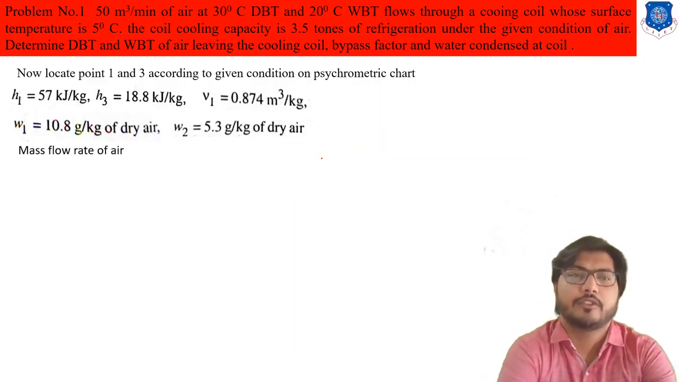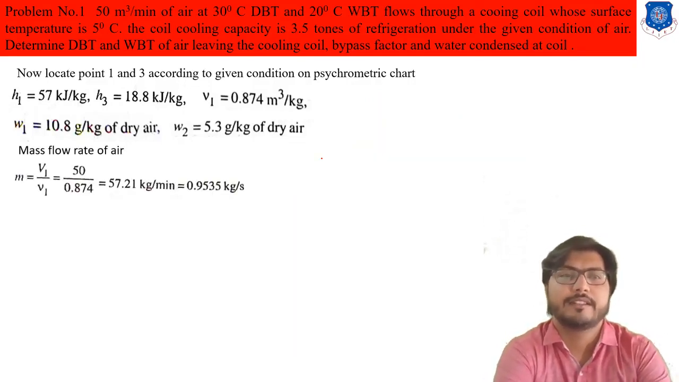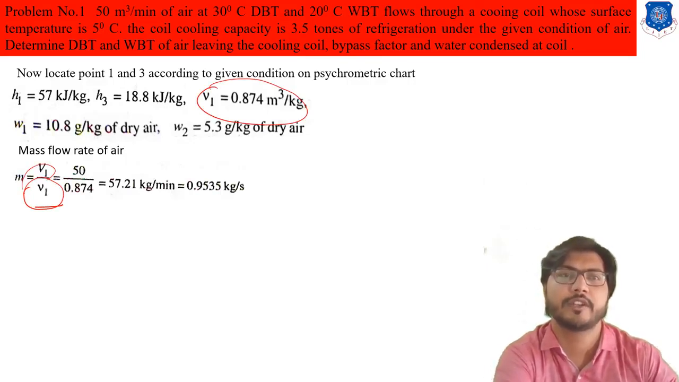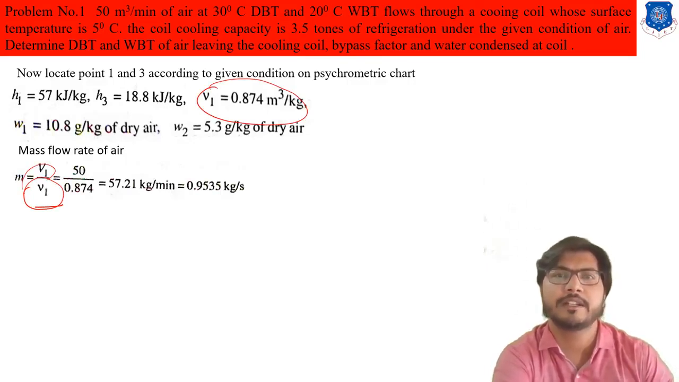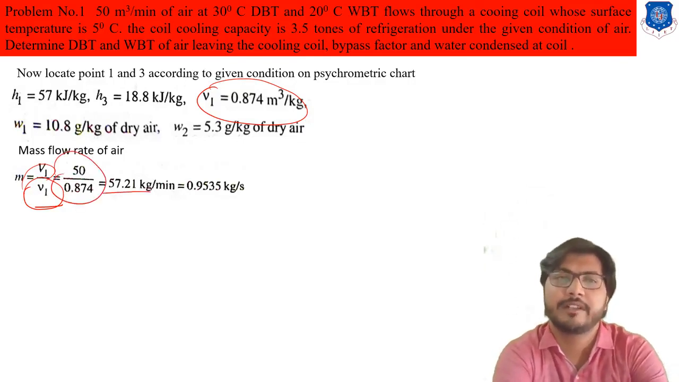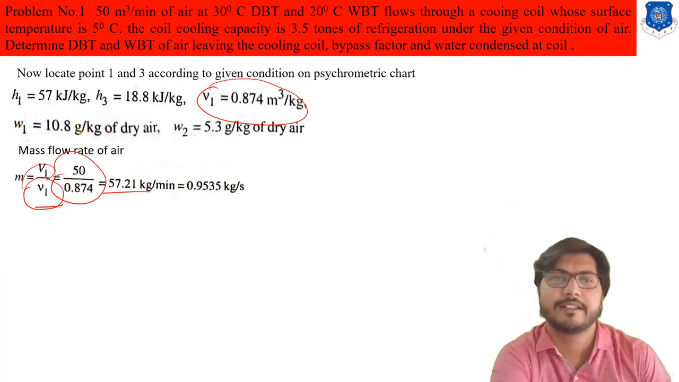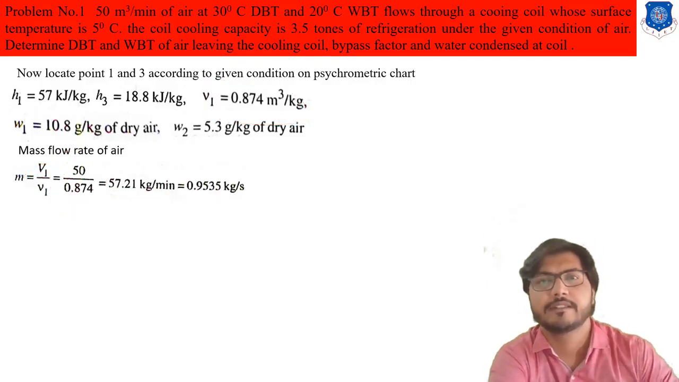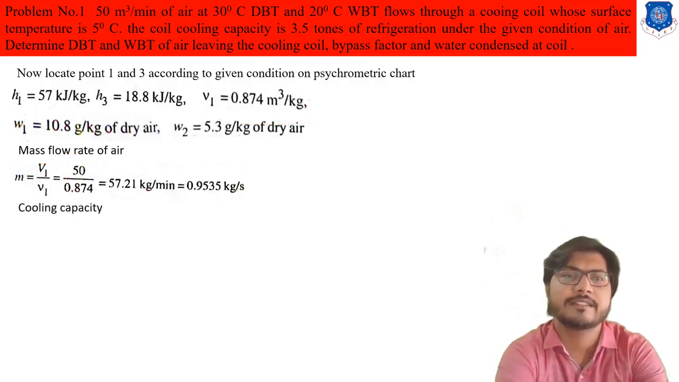Now the mass flow rate of air. How to calculate it? The mass m is capital V divided by small v1. V1 small is from the chart, and capital V is the given flow rate, 50 meter cube per minute. Putting these two values we obtain 57.21 kg per minute, and converting into kg per second, dividing by 60, we obtain 0.9535 kg per second.